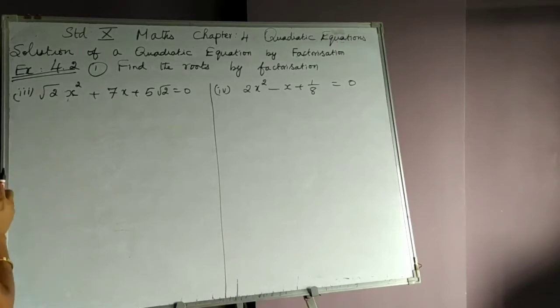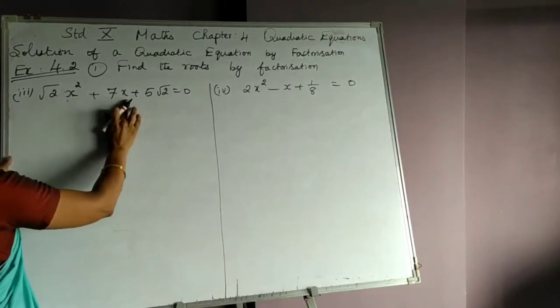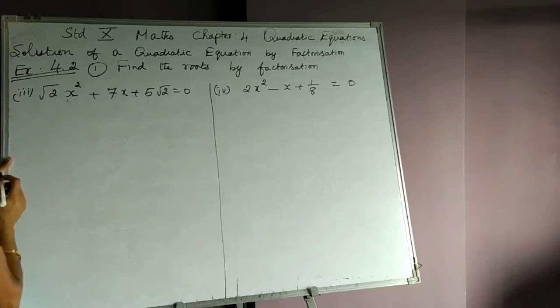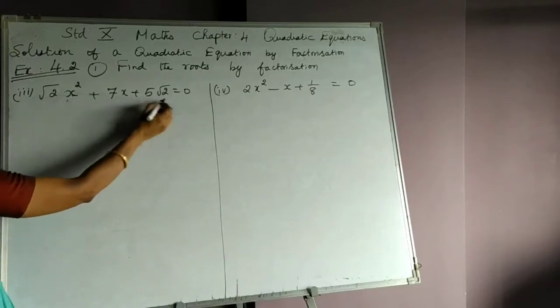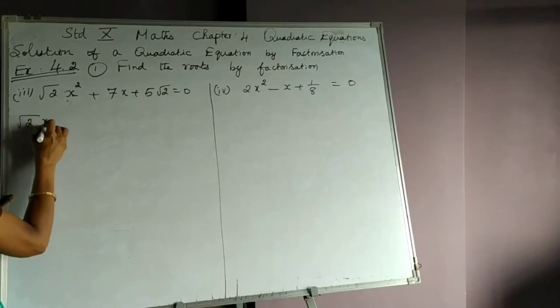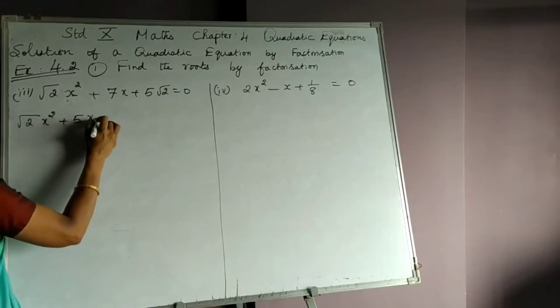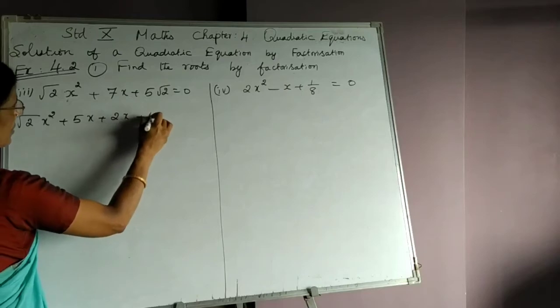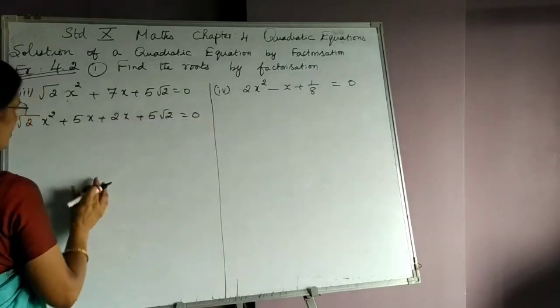Third sum of the first question is root 2x square plus 7x plus 5 root 2 equal to 0. So again there are three terms. Degree is 2. We are going for splitting the middle term. Root 2x square plus 5x plus 2x plus 5 root 2 equal to 0.